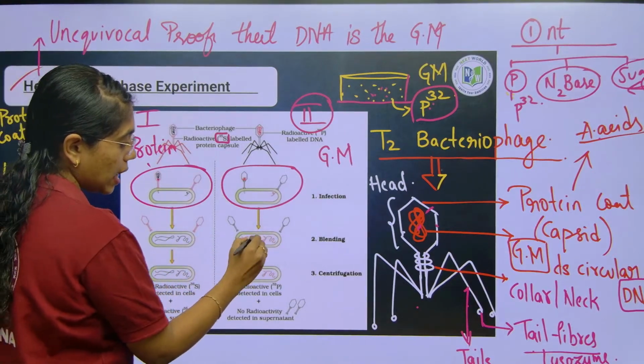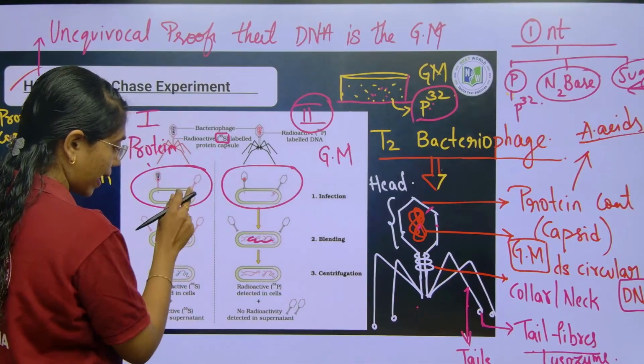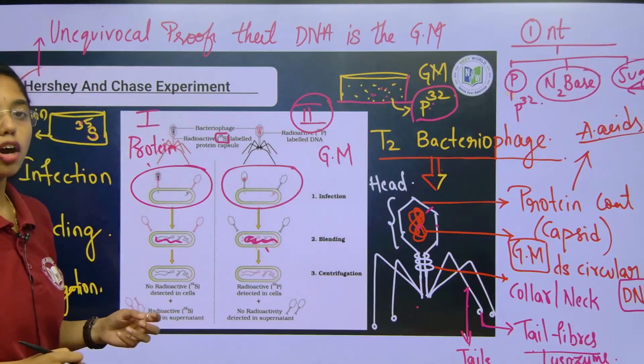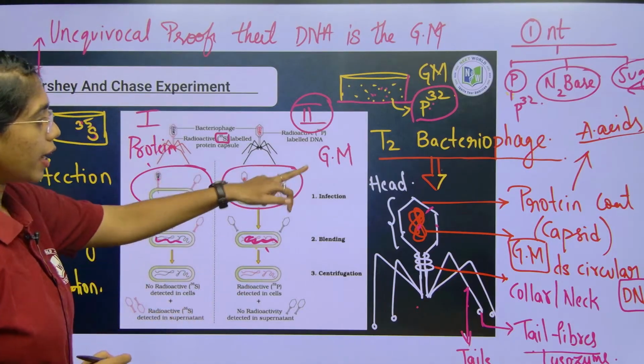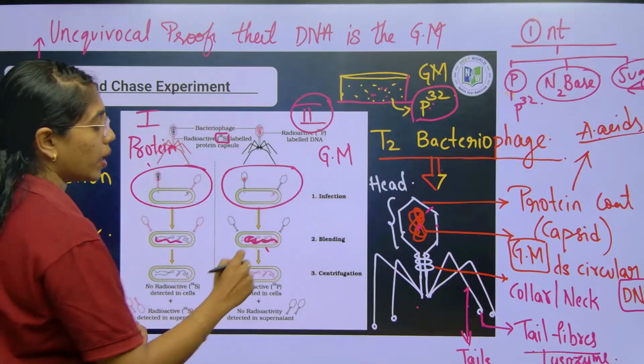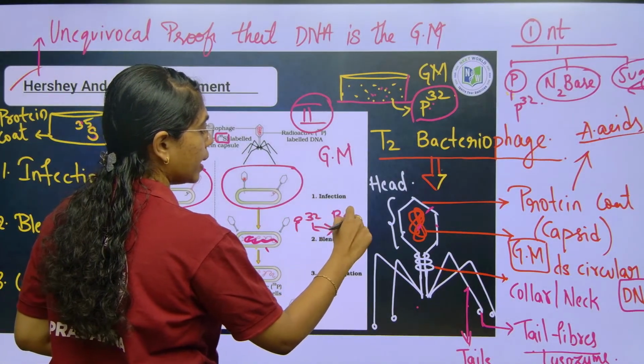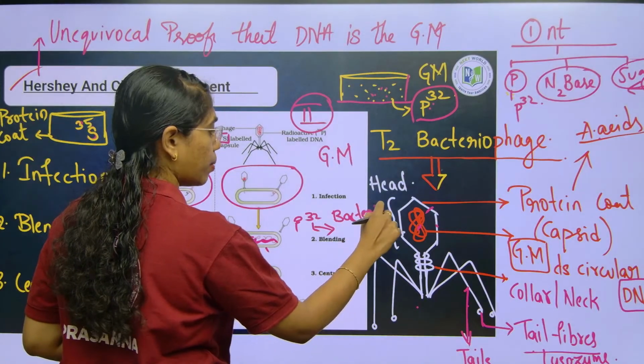What is blending? The genetic material of bacteriophage will get integrated into the genetic material of bacteria. That means here you can see the effect, okay, where P32 is integrated into the bacterial genetic material after blending.